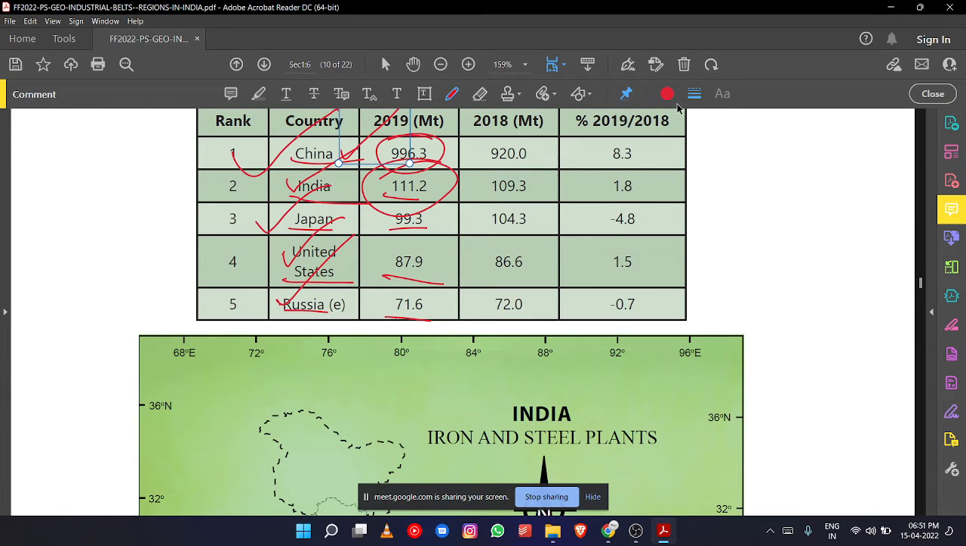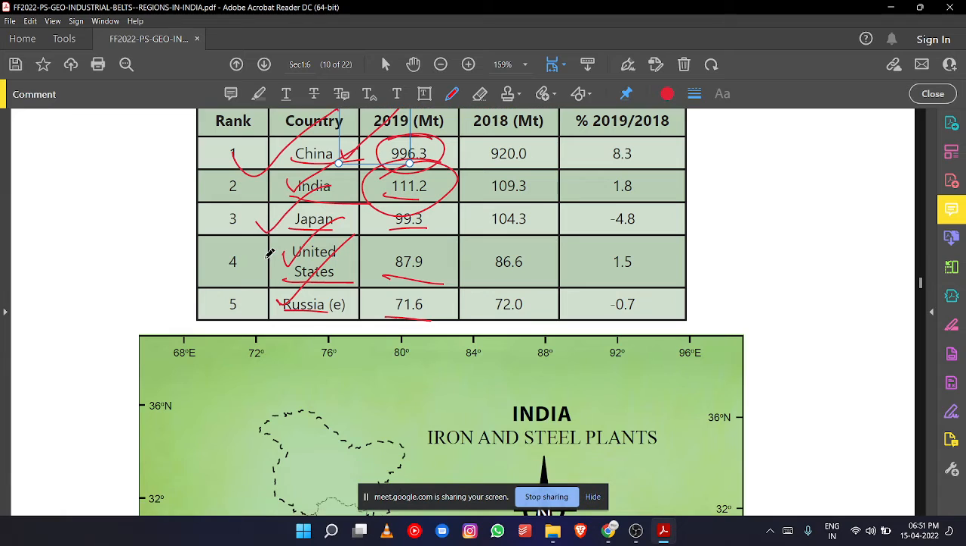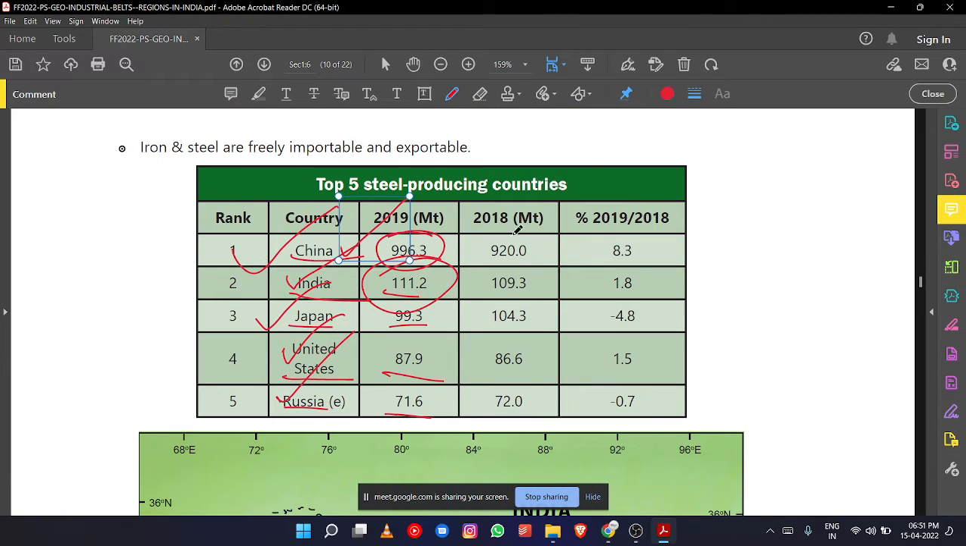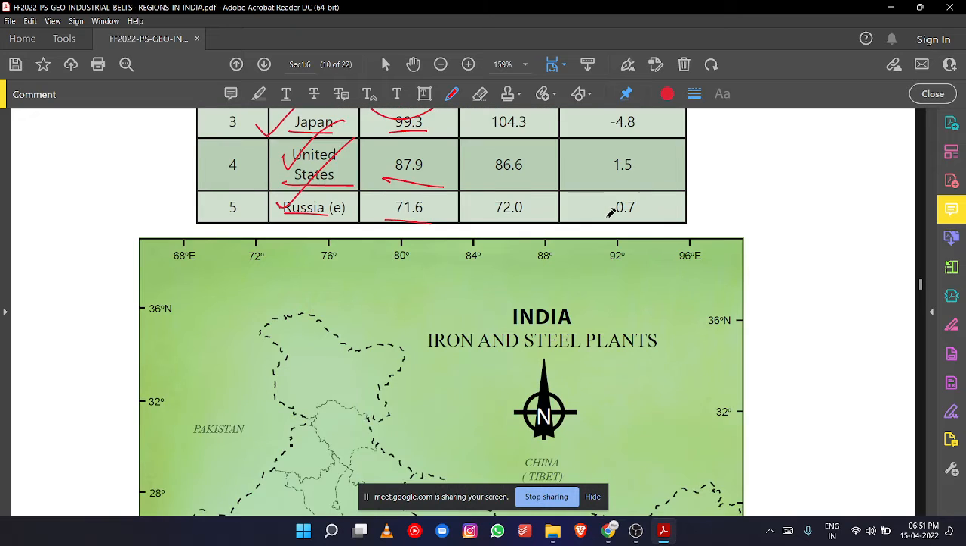Sorry, it is the percentage growth. China is producing much more. From 2018 to 2019, what is the growth that has been seen? China did grow by 8.3%, while India grew by 1.8%.